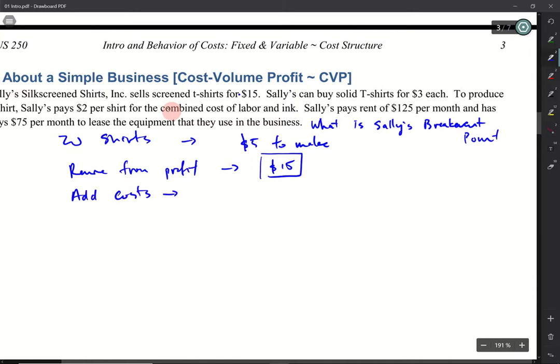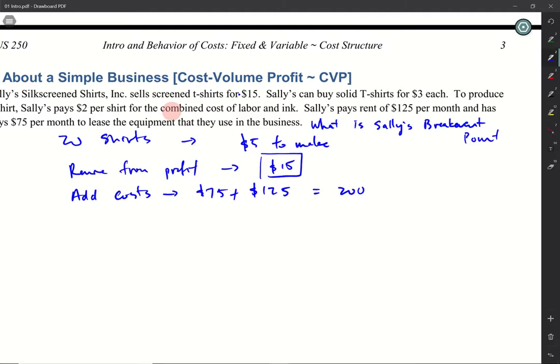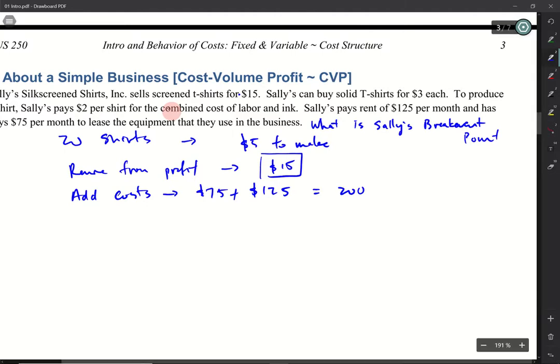And so that's 75 plus 125. So that's equal to 200. Okay. From profit. Okay, that's right. So then if you subtract the 5, this gives you 10. Is that right? And so you put this together to get 20 shirts. Is that right? Does that make sense?